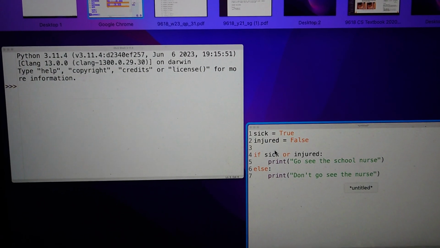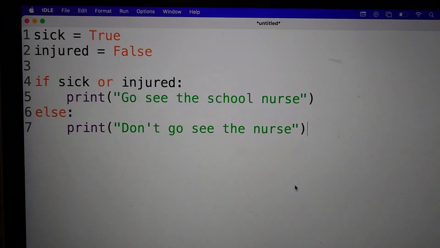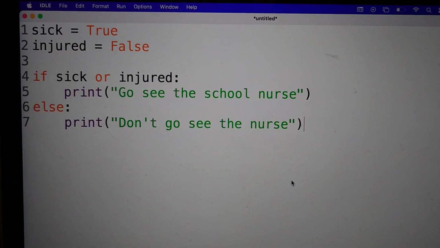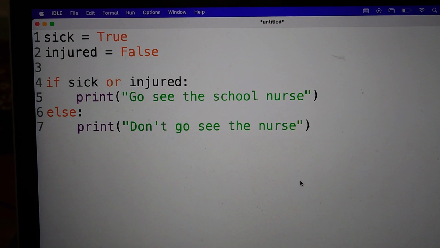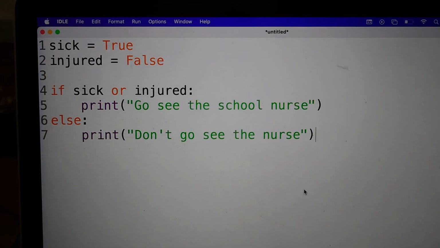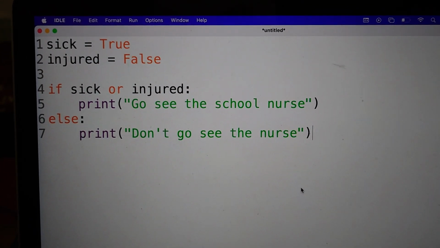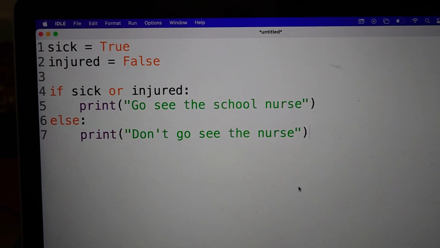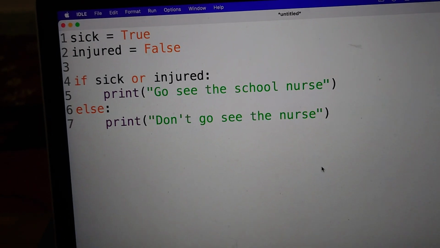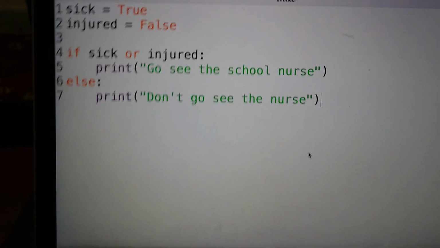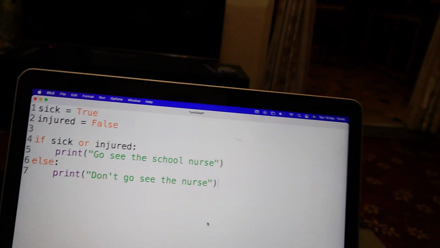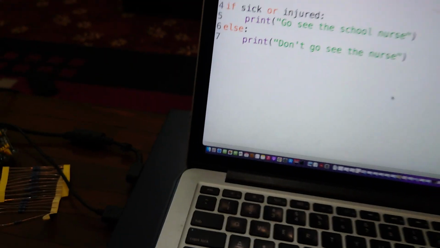Okay. In Python, it might look something like this. This person is sick, but they're not injured. However, if they are sick or injured, then they should go and see the nurse. Otherwise, don't go see the nurse. Okay? It's a very similar idea. Now, how does that work inside of a circuit or a CPU or one of the other things that we've been talking about? So let's have a look.